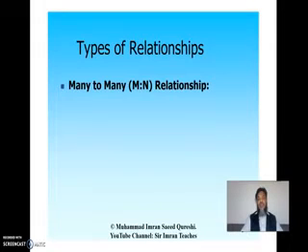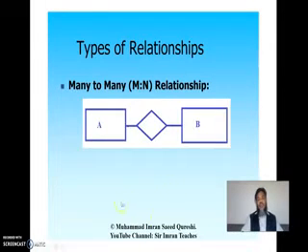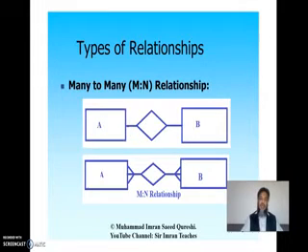Now check many-to-many relationship. If I tell you that for one instance of A, we can have maximum many instances of B, and for a single instance of B, we can have maximum many instances of A, then it would be many-to-many relationship. Now let me show it to you. If I say that for 1, how many maximum B's? So you show me for one record of A, we have many records of B. And then for one record of B, we have many records of A. So this kind of relationship is known as many-to-many relationship.